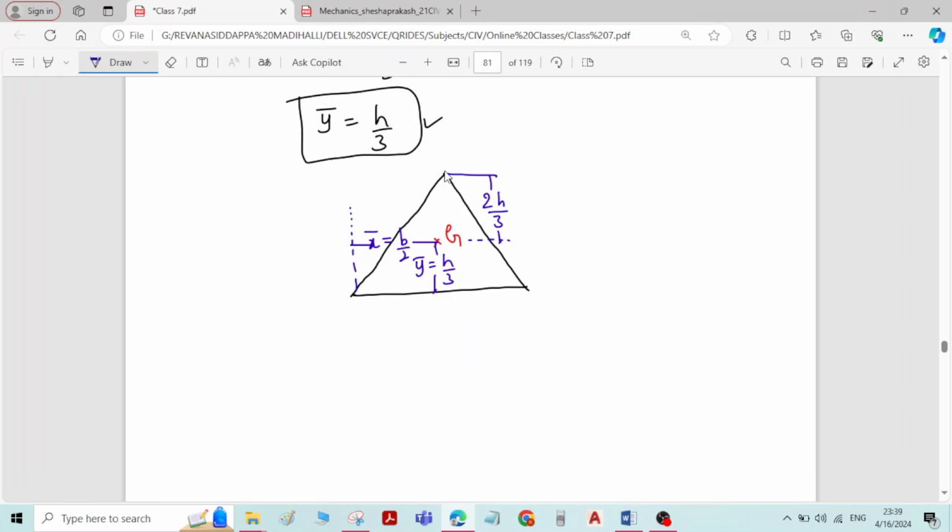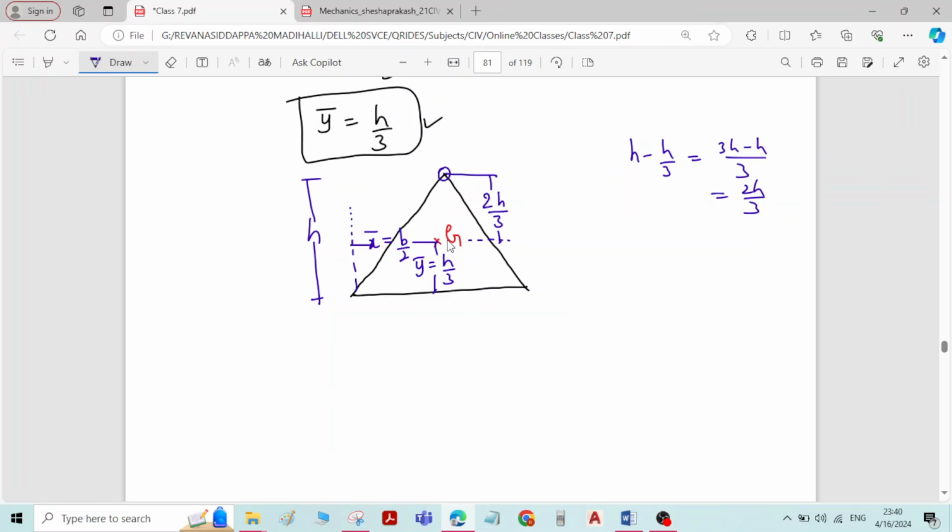Apex means this point. 2h by 3 from the apex, because the overall height of the triangle is h, no? So if you do h minus h by 3, that is 3h minus h by 3, you will get 2h by 3 from the apex. So for a triangle, the distance of centroid from its base is h by 3, and from the apex is 2h by 3.